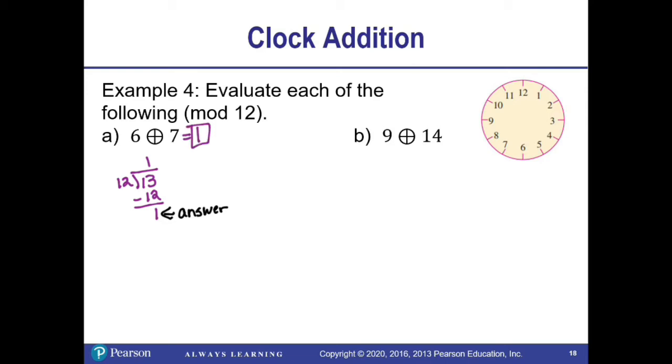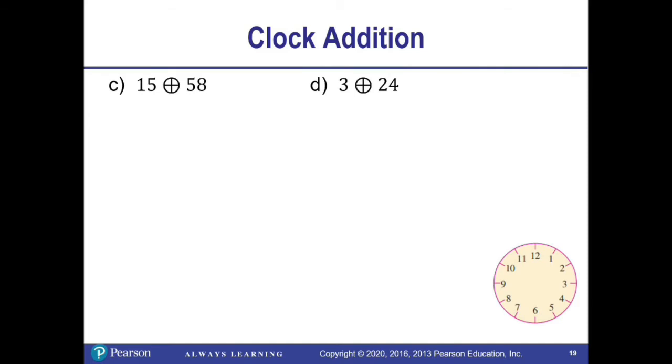For part B, we're adding 9 and 14 on the clock, so 9 plus 14 is 23. On a clock, my answer must be between 1 and 12. So let's divide 12 into our answer. 12 goes into 23 one time, and there are 11 left. I look at the remainder, and that's the answer to my problem. The 1 here, that's the quotient, tells me how many times I go around the clock, and the 11 tells me where I land. So 9 plus 14 on the clock is 11.